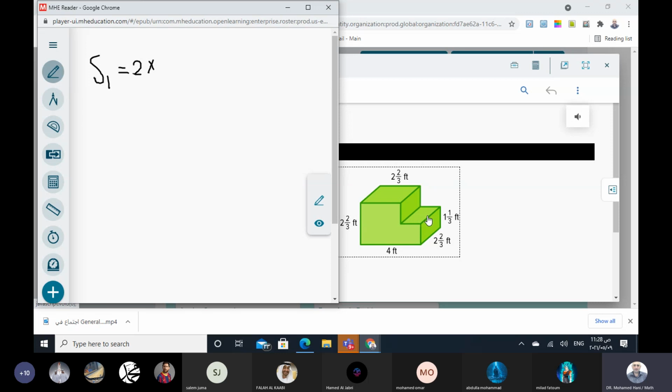This side equals this side, 2 and 2/3. This is a mixed number, so change it to a fraction. 2 times 3 is 6, 6 plus 2 is 8. 8 over 3, or 8 divided by 3, will be 2.67, times this side, 1 and 1/3. 1 times 3 is 3, 3 plus 1 is 4. 4 over 3, 4 divided by 3, will be 1.30.